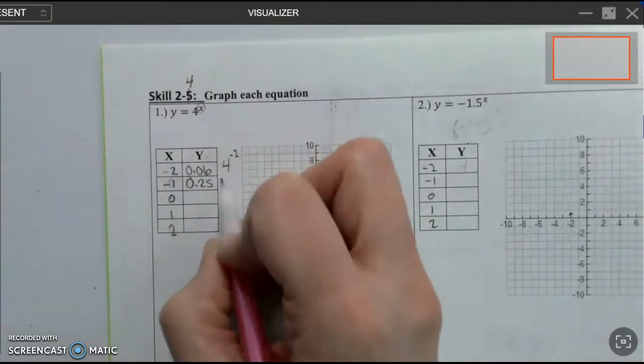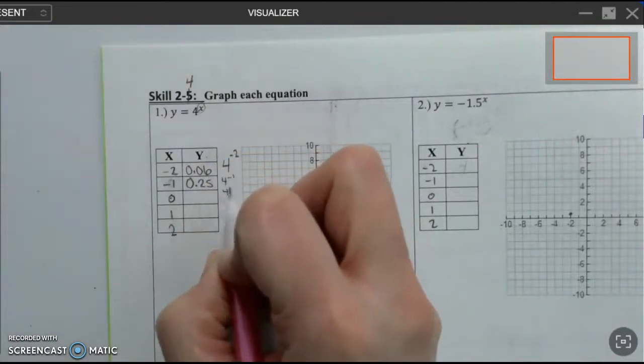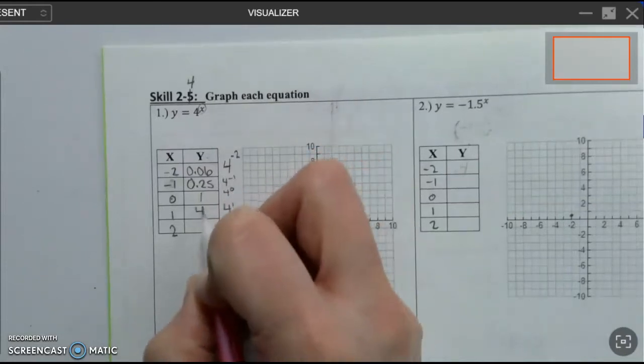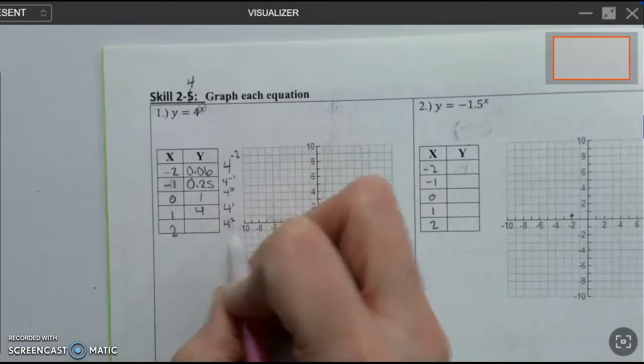4 to the 0 power, well, anything to the 0 power is 1. 4 to the first power is 4. 4 to the second power, that's 16.